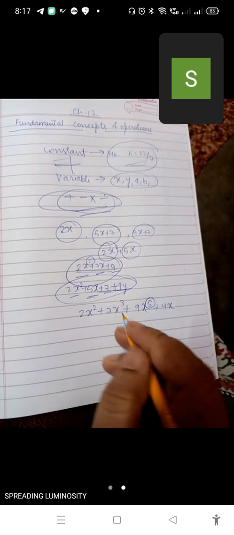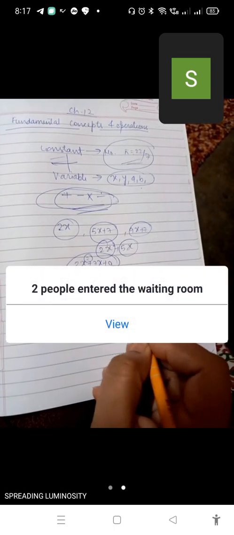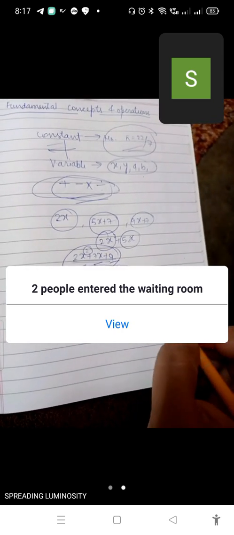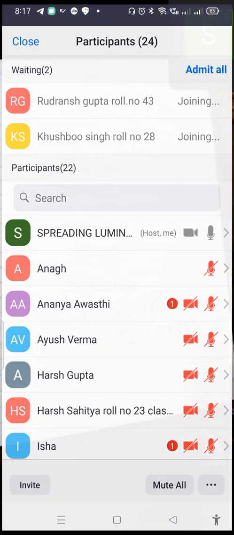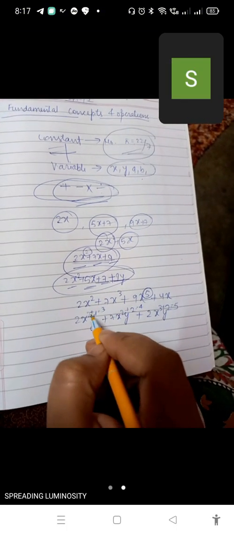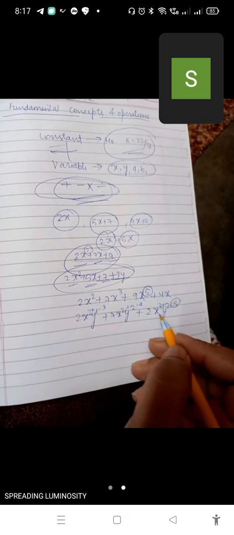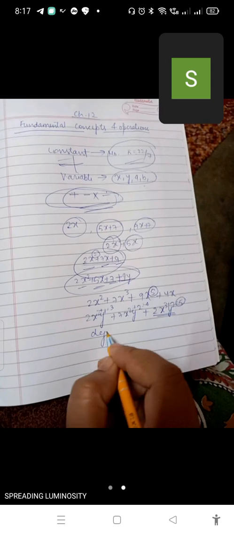If it contains more than one variable, like 2x square y, 7x square y square plus 2x cube y square, in this type of question, we'll add the powers of the variables. Here it is 2 plus 1, 3, 2 plus 2, 4, 3 plus 2, 5. Highest power is 5, so its degree is 5. Okay, when we write degree, then only we write the power.